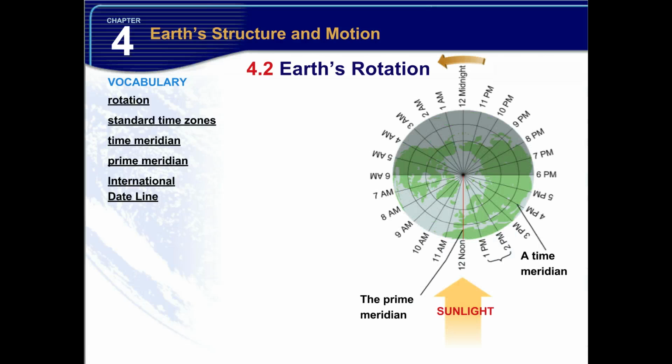Here's a way to look at it if you were to set it up just like a clock. So midnight up at the top, noon at the bottom, 6 p.m., 6 a.m., and you can see where the time meridian is positioned as well.